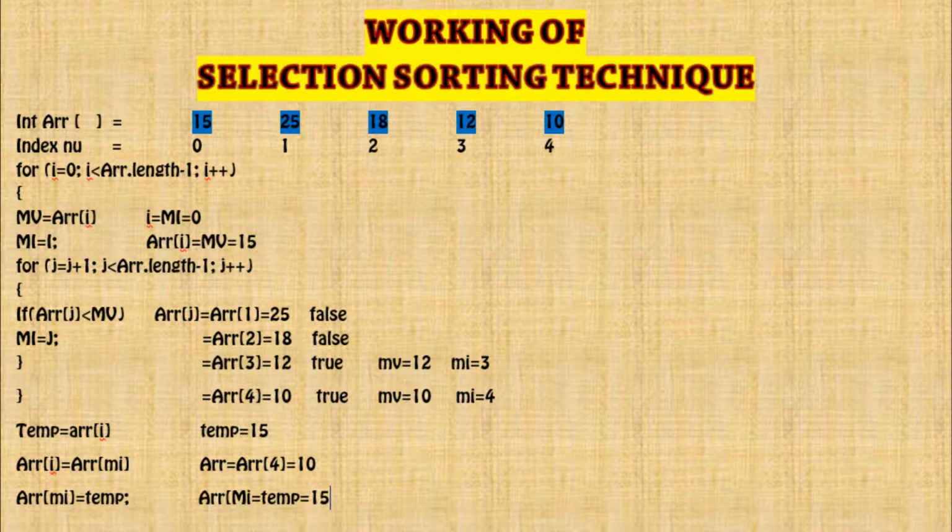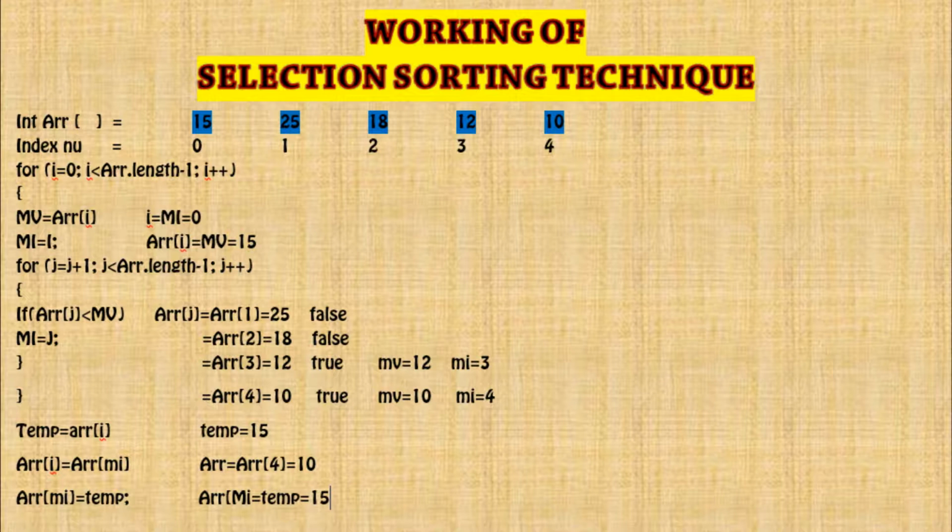15 and 18 are compared again. 15 is lesser, so it is false. Now when j becomes 3, the value at 3 will be 12, which is lesser than 15. So array of j, that is array 3 value, will go and be stored in mv, and then the index of that value will go to mj, that becomes 3. Now the next index has 10, so 12 and 10 will be compared.